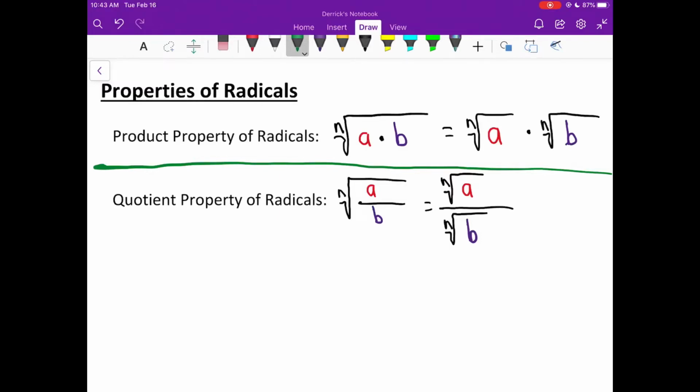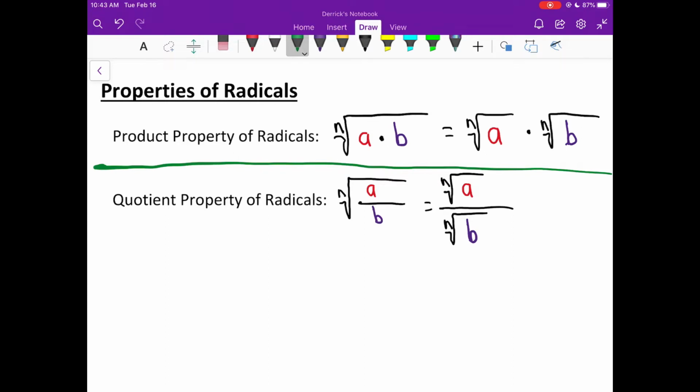This lesson is going to be about properties of radicals. As you can see, this is going to be much shorter than the properties of exponents was. We only have two of them here. We've got the product property of radicals and the quotient property of radicals. And overall, they're essentially saying the same thing, they're just for two different operations.